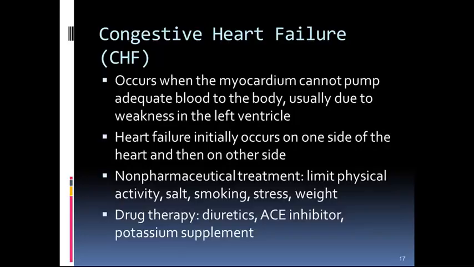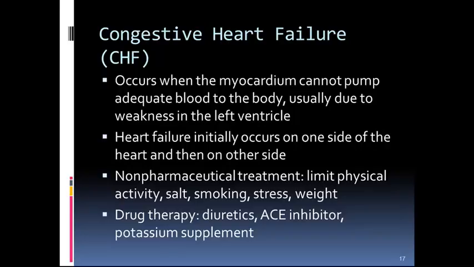Congestive heart failure causes fatigue, weakness, exercise intolerance, shortness of breath, and sensitivity to cold temperatures. It occurs when the myocardium cannot pump adequate blood to the body, usually due to weakness of the left ventricle from a previous myocardial infarction, where that tissue is now dead and unable to pump. Heart failure initially occurs on one side of the heart and then on the other side.